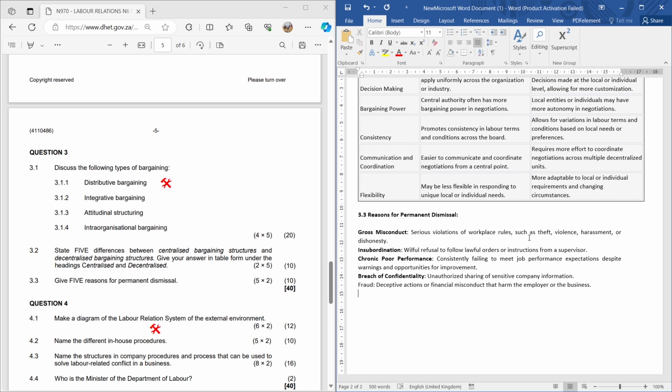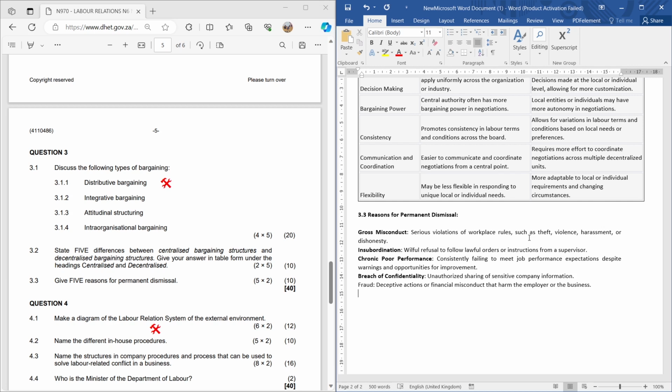However, if there is a valid reason why that employee is unable to carry on with a task, then it cannot be classified as insubordination. Just as long as there is no valid reason as to why you would refuse to follow a lawful order, then it's not insubordination. You understand? So there has to be no valid reason for it to be classified as insubordination, right?